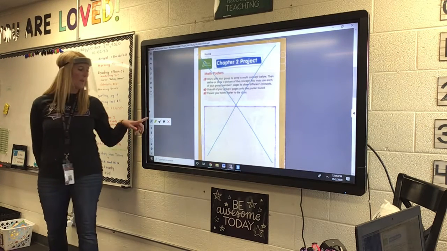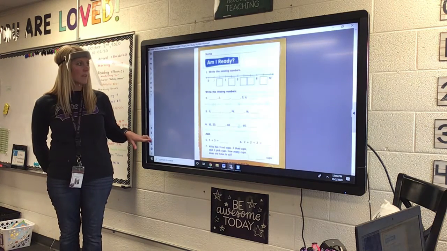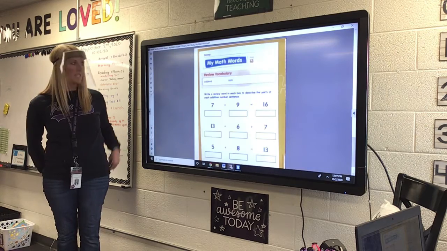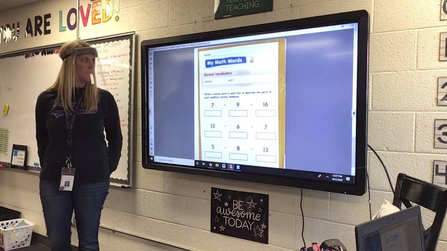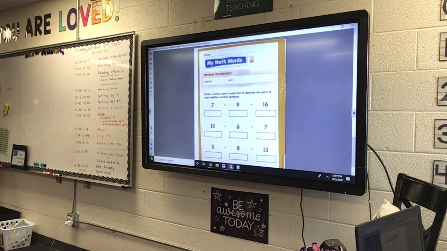Okay, once you have that X off, go to this one, the back. To the My Math Words. So don't go to the Am I Ready yet. Go to My Math Words, and it's at the very back. Go to the very, very back. Go to the back page, please.